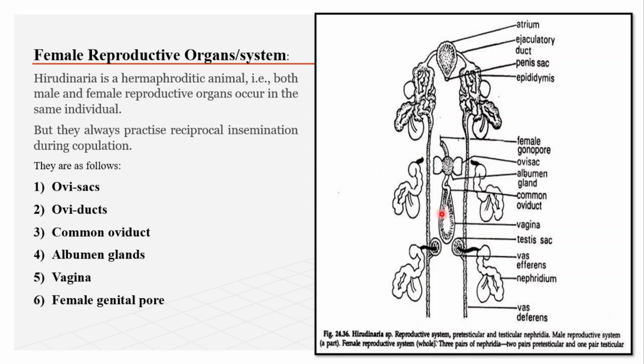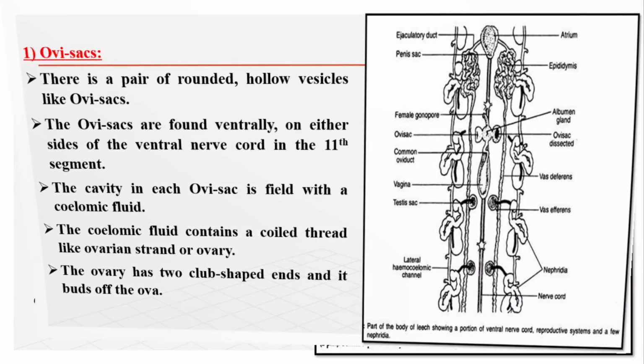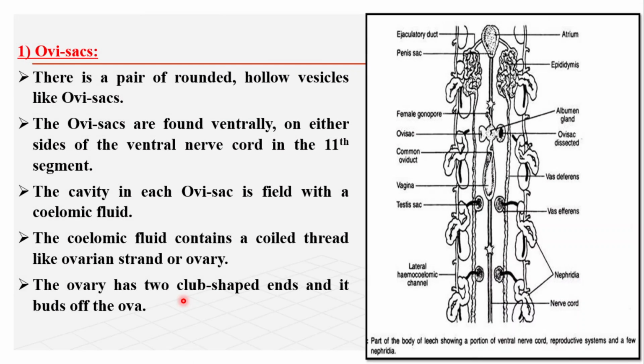So let's see one by one what the ovisac, oviducts, common oviduct, albumin gland, and its function, the vagina and the female genital pore are. Now the first structure is the ovisacs. What are these ovisacs? There is a pair of rounded, hollow vesicles, the ovisacs.